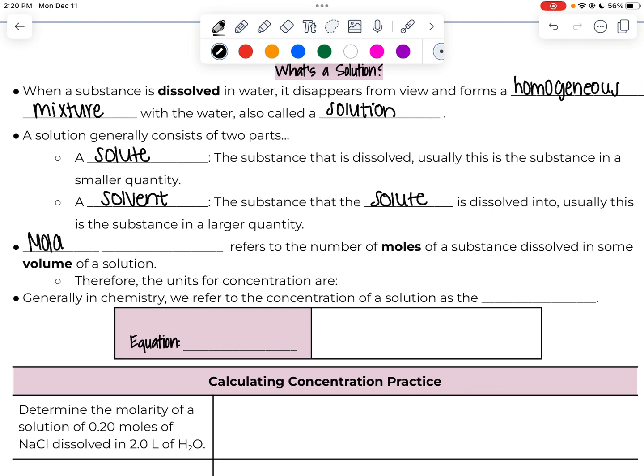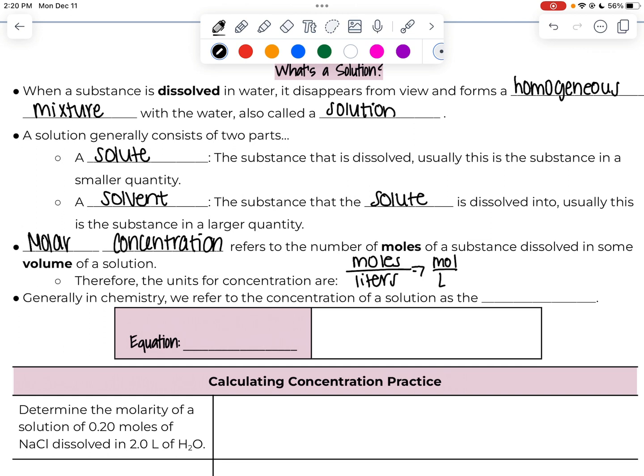So what we're going to talk about is something called molar concentration. So this is the number of moles of a substance that's dissolved into some volume of your solution. So think about what are the units for moles? It's just moles, right? And what are the units we know for volume? Typically, we're talking about milliliters or liters. Specifically for concentration, we're going to talk about liters. So the units for concentration are moles per liter, or abbreviated mol over capital L.